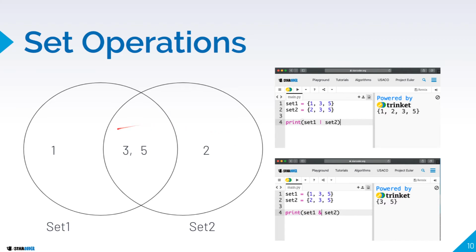As we can see, we can denote this as OR, meaning that it'll take all of these values, and then we can denote this as AND, meaning it'll take only the values that both of these sets have in common.